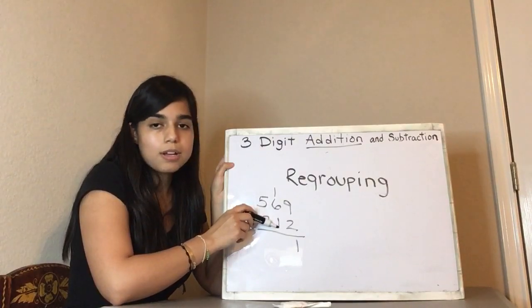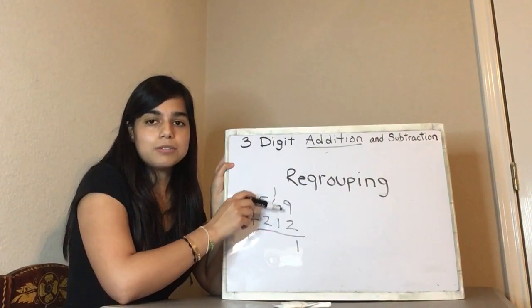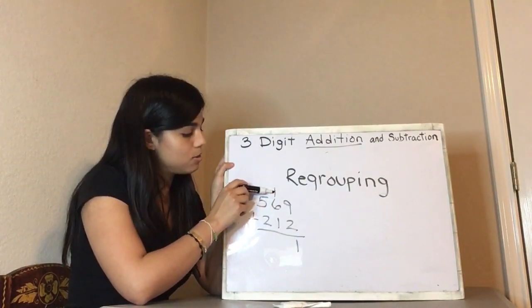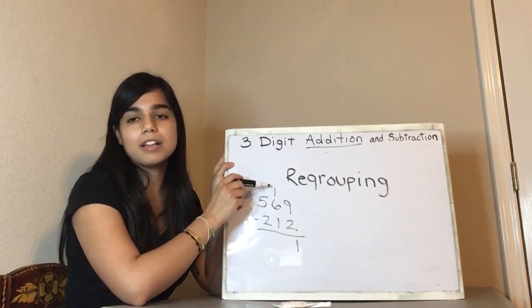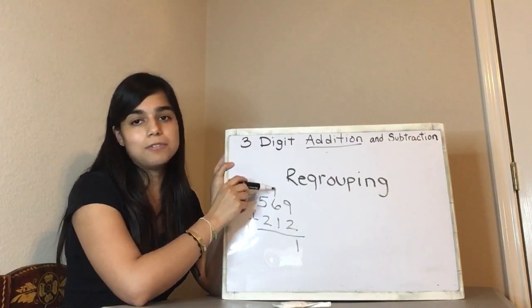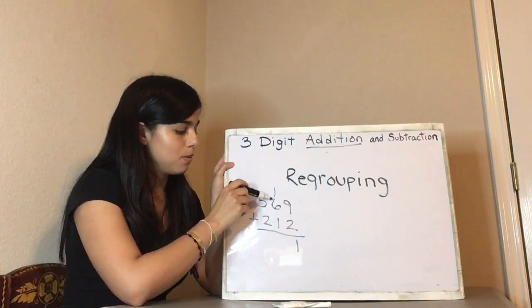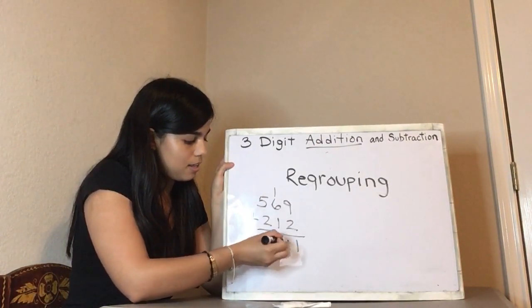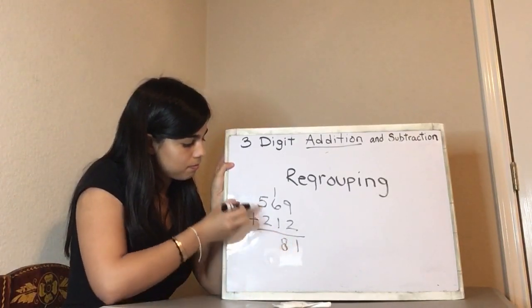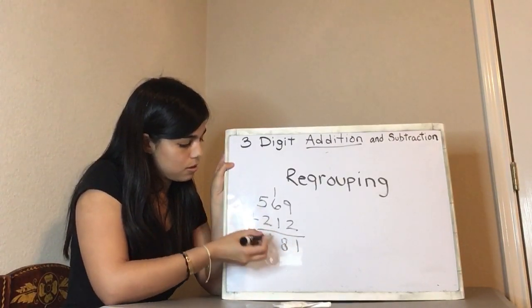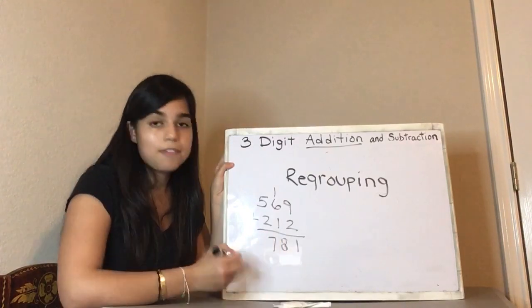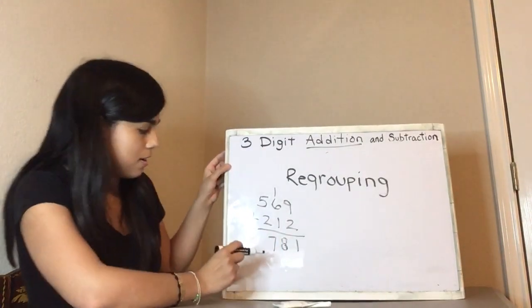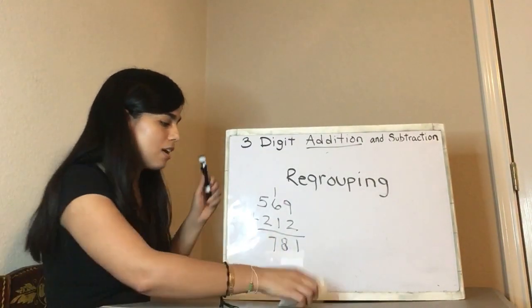6 plus 1 equals 7. But do not forget to add the one that you just put up here. I remember a lot of you guys would forget. Don't forget the number that's on top. Okay, so 6 plus 1 equals 7, plus 1 equals 8. And then 5 plus 2 equals 7. So 781.